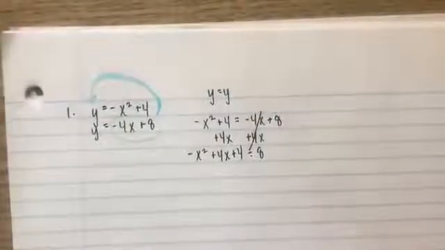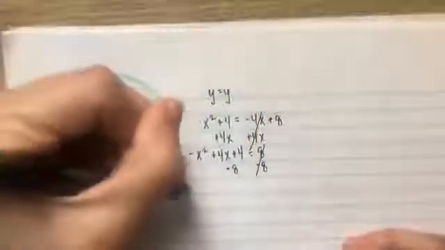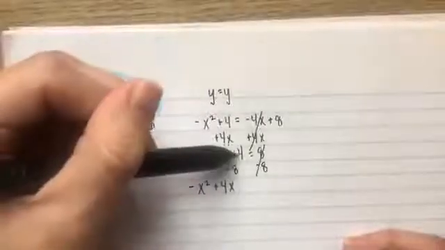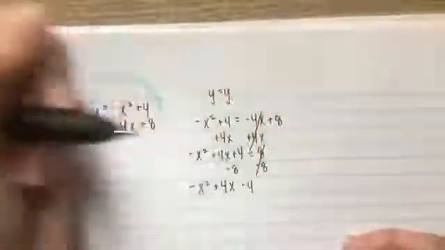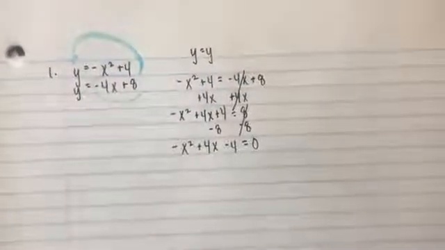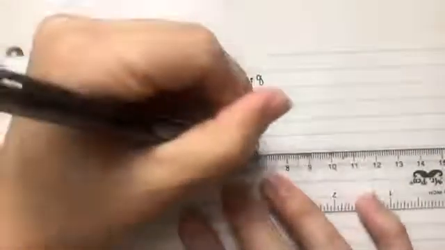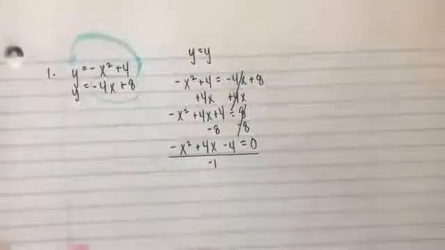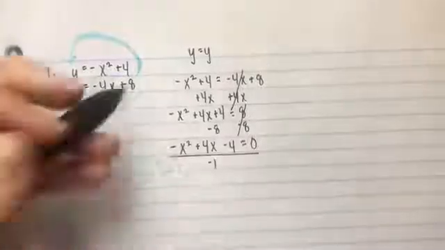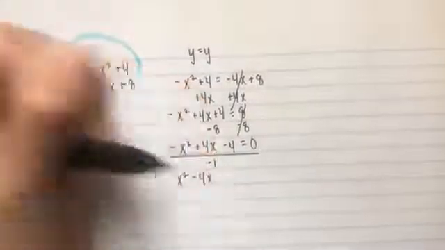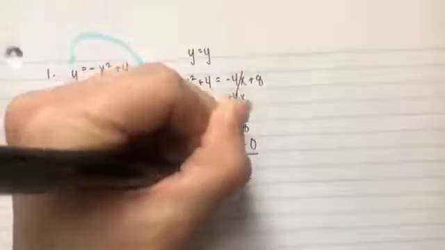And then subtract the 8 over. I get negative x squared plus 4x, and then 4 minus 8, so minus 4, equals 0. Then you want to avoid factoring when a is negative, so anytime a is negative, just divide out a negative 1, unless there's a number that you can divide out. So I just have to flip all the signs. Negative x squared becomes positive x squared, 4x becomes negative 4x, and negative 4 becomes positive 4.